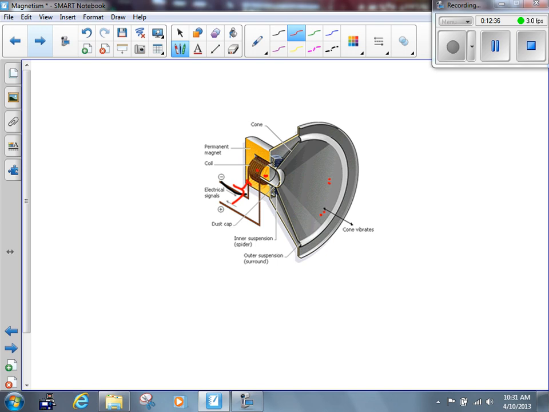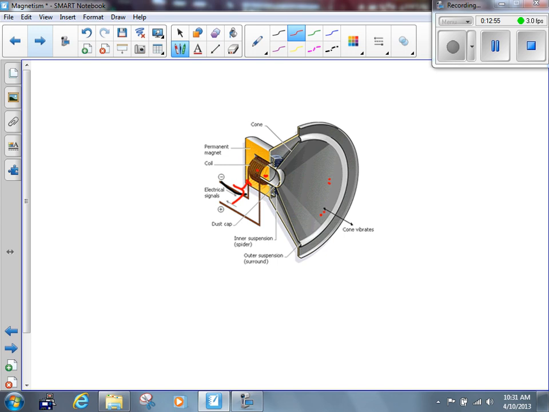So by simply having an electric current through this wire, generating a magnetic field according to what Ørsted discovered almost 200 years ago, that moves a magnet back and forth, that moves a cone back and forth, that generates the sound that we hear. Does that make sense? It's as simple as that.